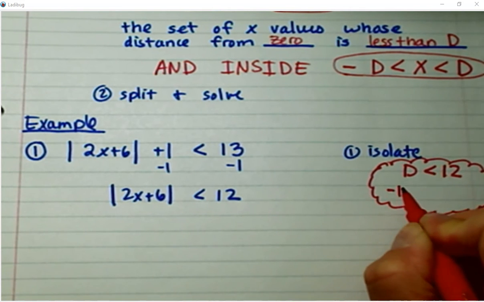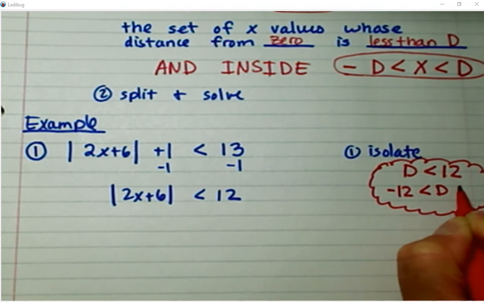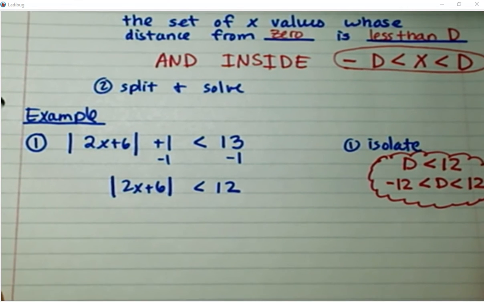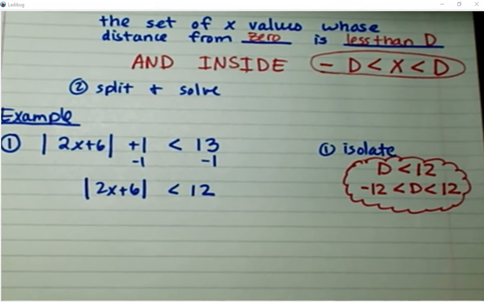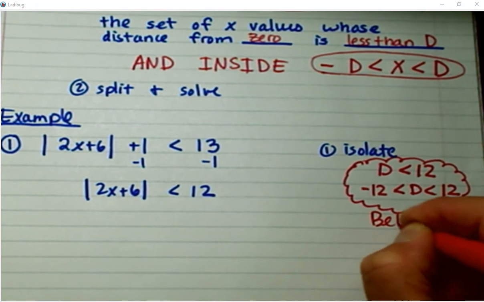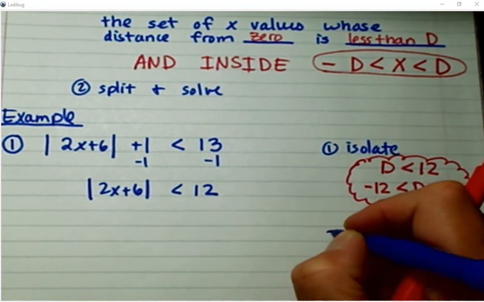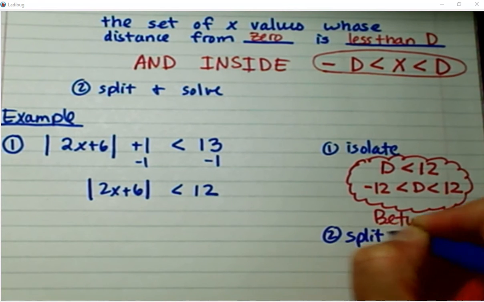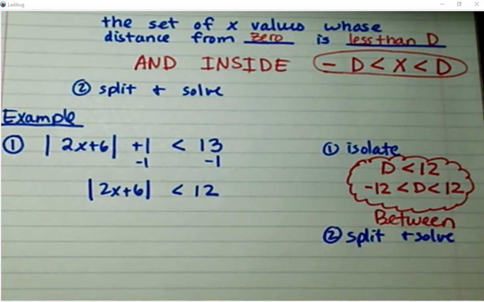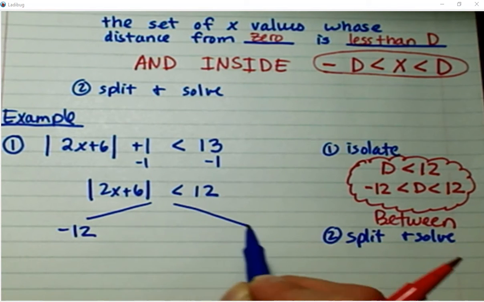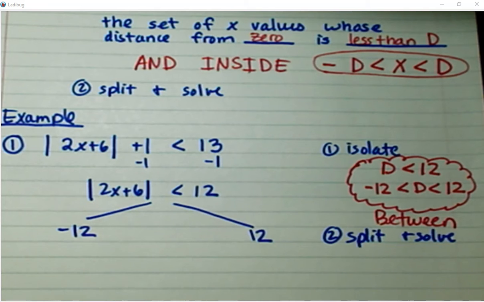That means that I've got to go towards the center of the number line. So that means it has to be between -12 and +12 on the number line. So it's between. Okay, so when I move on to the split and solve portion, split, -12, +12. It's got to be between.